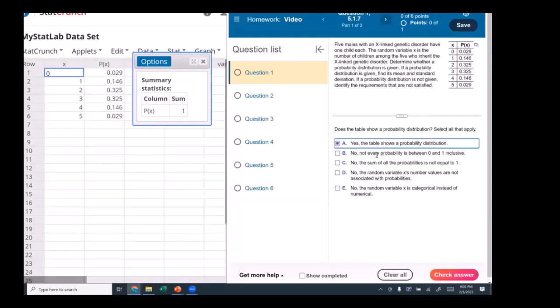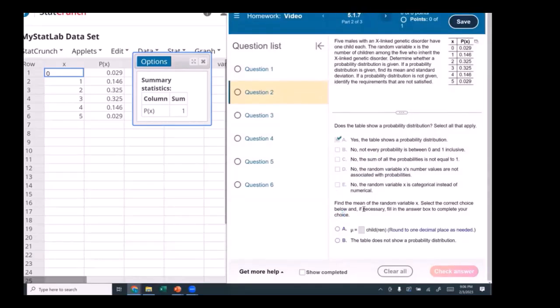If it didn't have all the probabilities here between 0 and 1, then we would say no. If all the probabilities did not sum to 1, we would again say no. If the random variables, which are my X's, the X's number values are not associated with probabilities, well, they are. And the random variable X is a category instead of numerical. No, they're numbers.